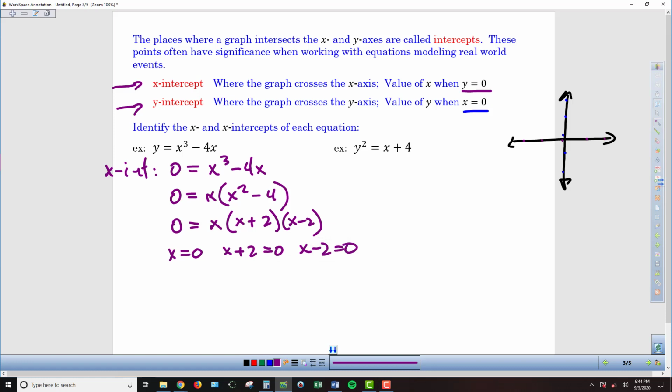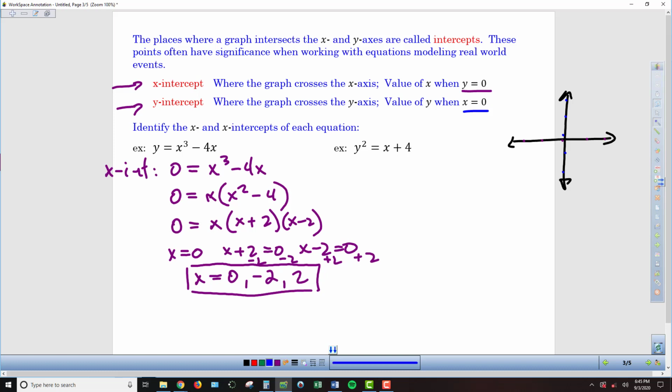If we solve each of those mini equations, we get, in this case, 3 places that this graph crosses through the x-axis. We've got 0, we've got negative 2, since we subtract 2 from both sides here, and if we add 2 to both sides in this case, we'll end up with positive 2. So we've got 3 places that our graph is going to cross through the x-axis.